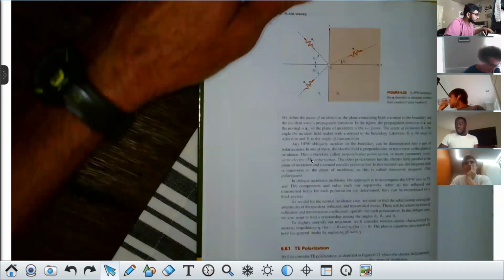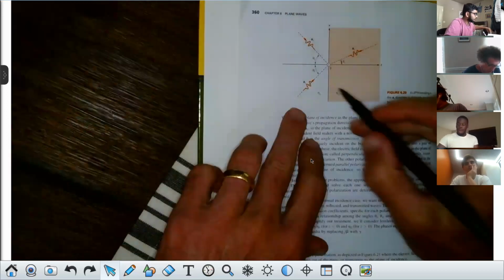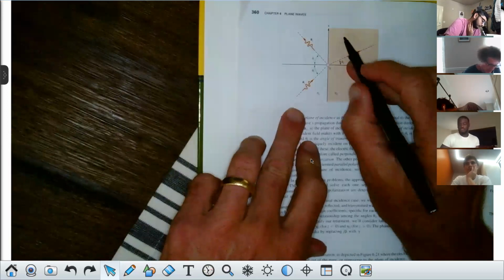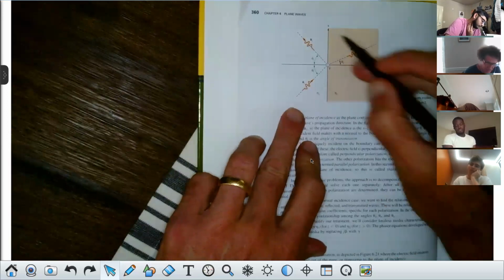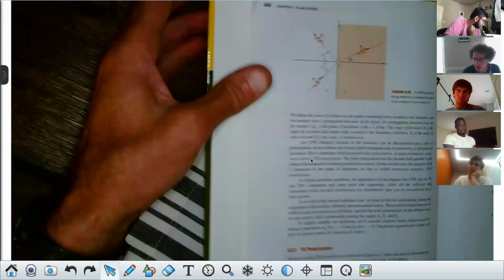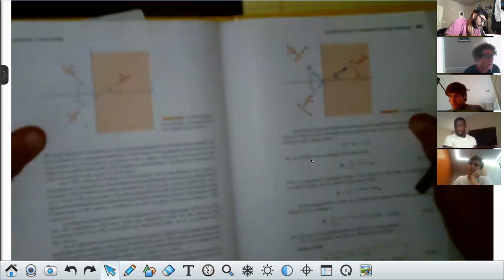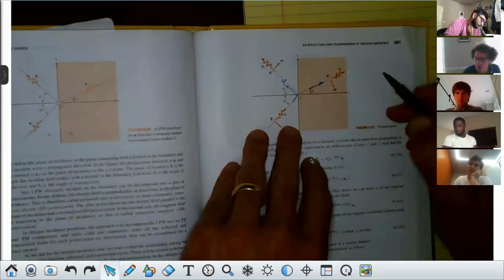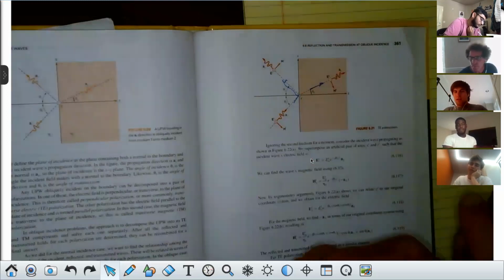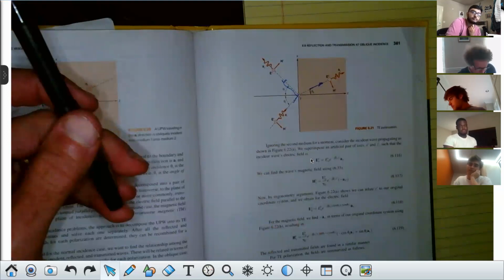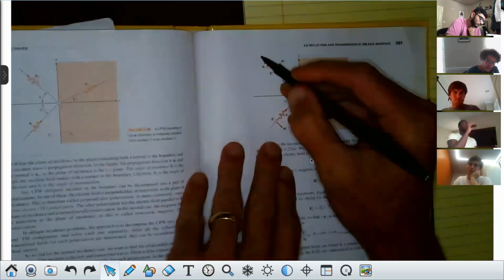You've got an electromagnetic field coming in and striking an interface between media 1 and media 2, hitting it and reflecting off, and some is transmitted. Probably on page 361, there's a better picture of this right here. You all have your books, by the way? If you see this picture, you have E, an incident, a reflected wave, and a transmitted wave.